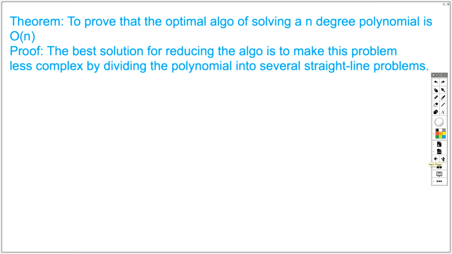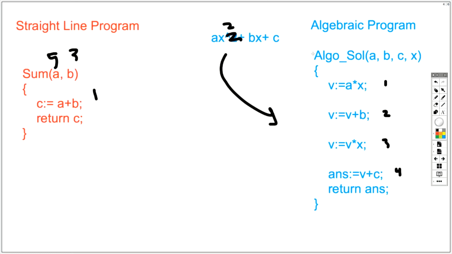That leads us to a theorem. Basically, to prove that the optimal of solving an n-degree polynomial is O(n). The thing with this is that this program is currently big O of n to the power of 2. So if you watched the last video, this is big O notation, which means it requires more time. And we don't want that. We want, as much as we can, that lower bound.